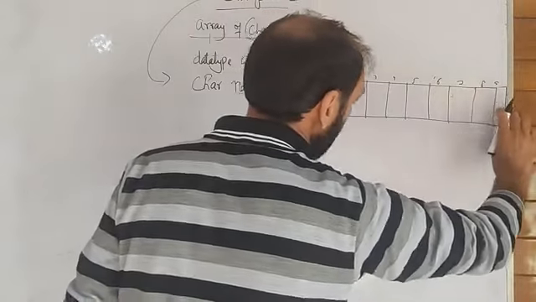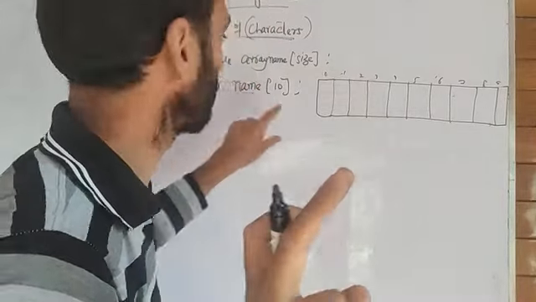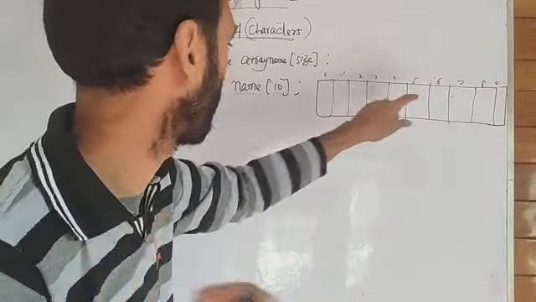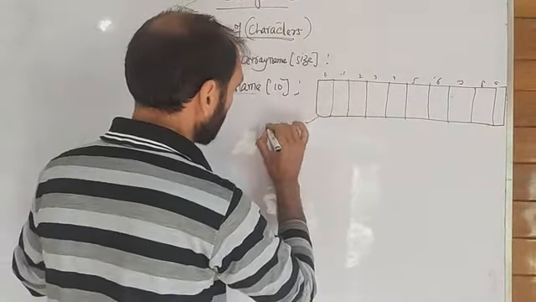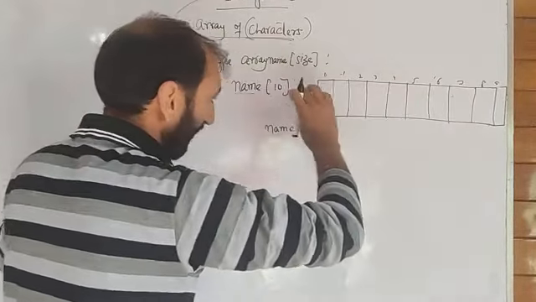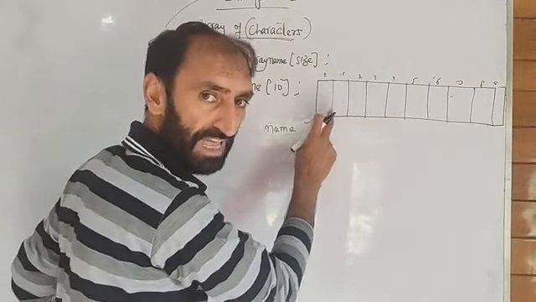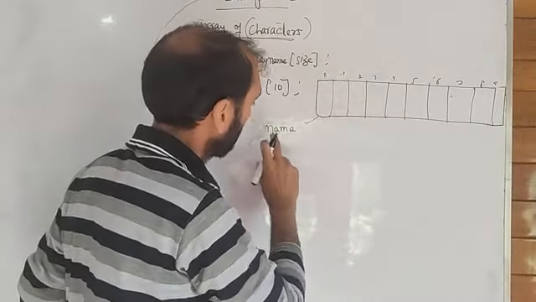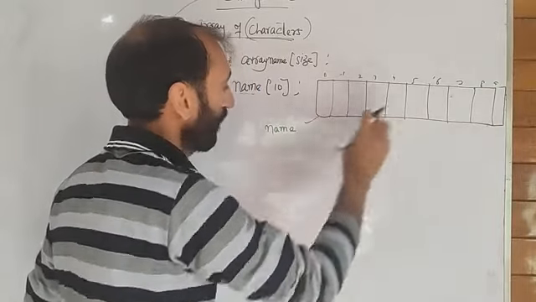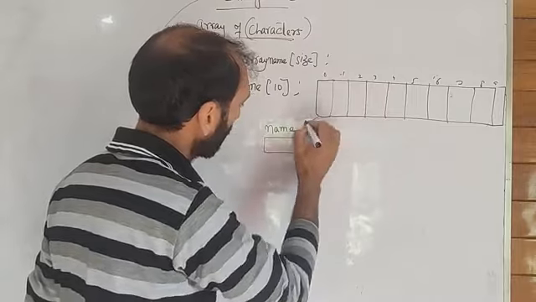Each character occupies 1 byte of memory. That means 10 bytes of memory. So this is an array of characters, and each character gets memory allocated. The name of this array, the name of this string, is name. The name actually stores the base address.